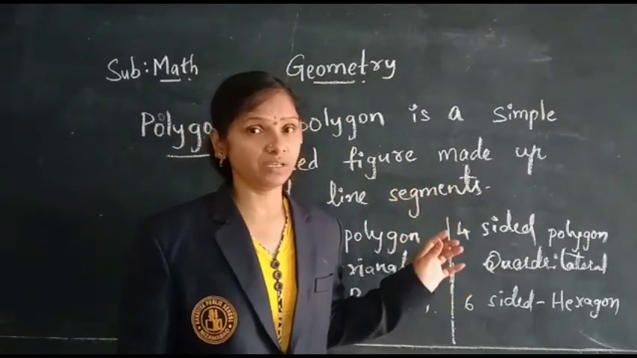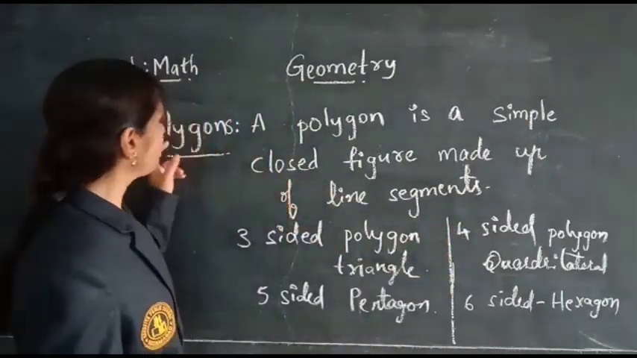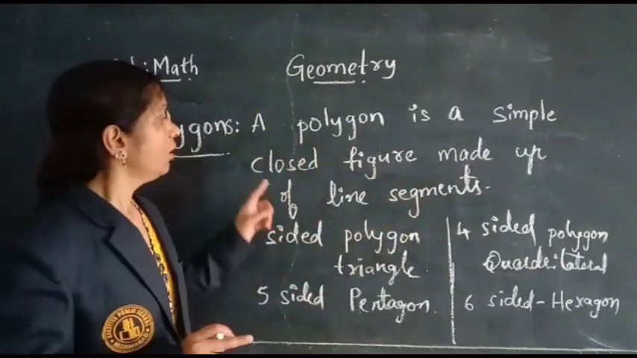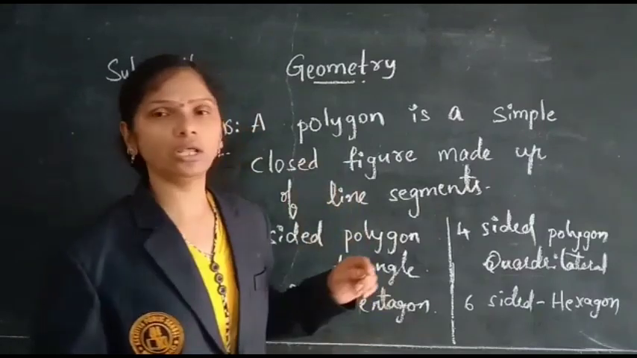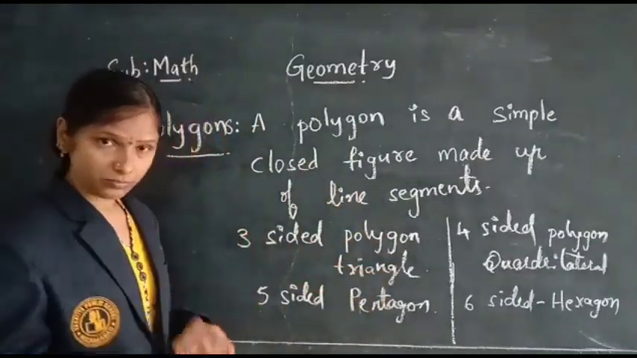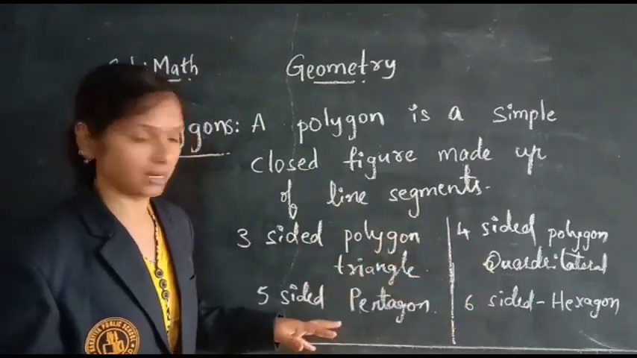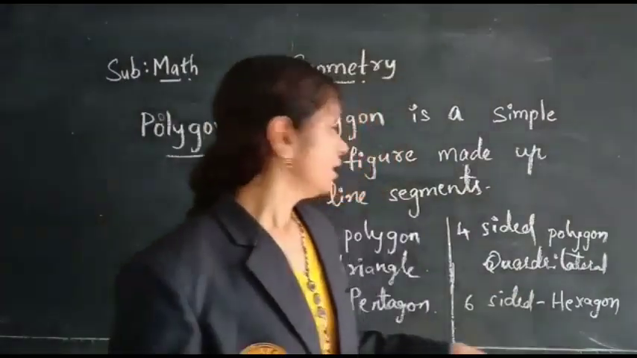We already learned this in the previous video also. See children, once again I am repeating about the polygon. A polygon is a simple closed figure made up of only line segments. So it is a polygon. Now a three-sided polygon is a triangle, a four-sided polygon is a quadrilateral, a five-sided polygon is a pentagon, and a six-sided polygon is a hexagon.